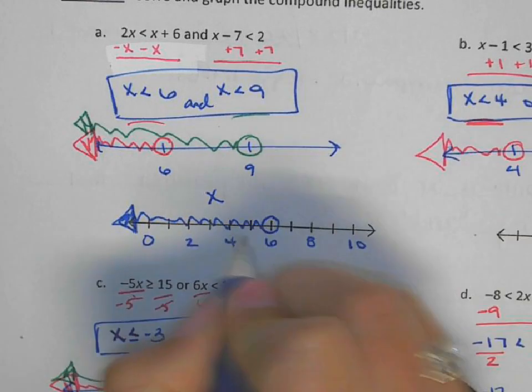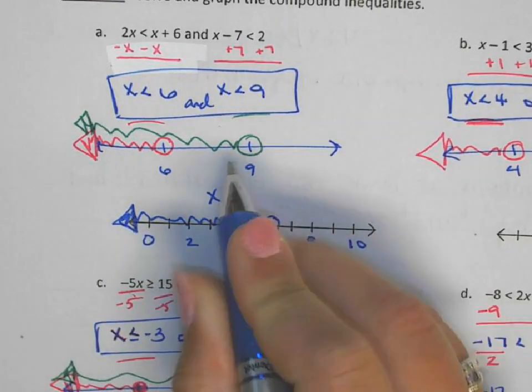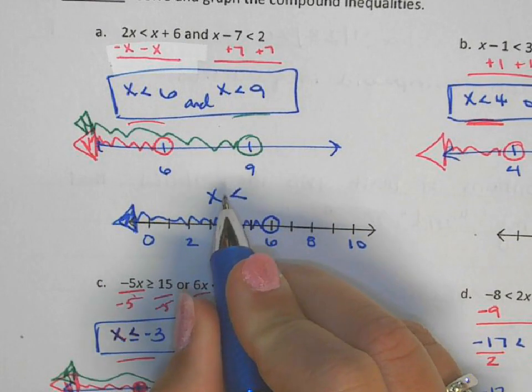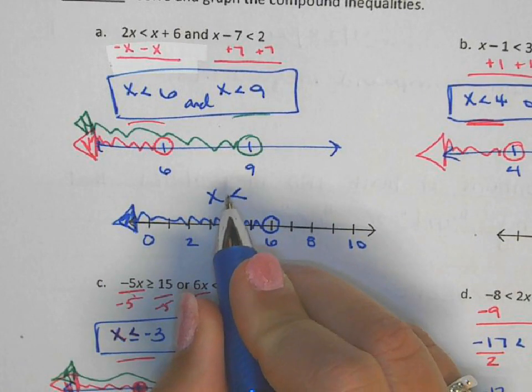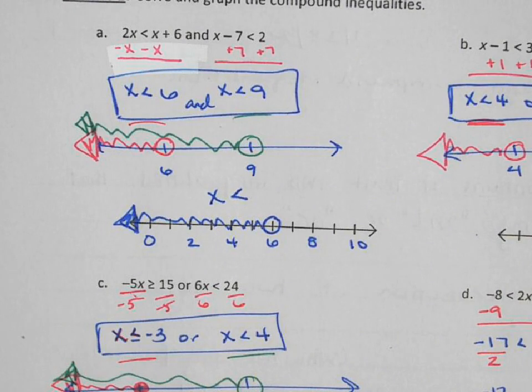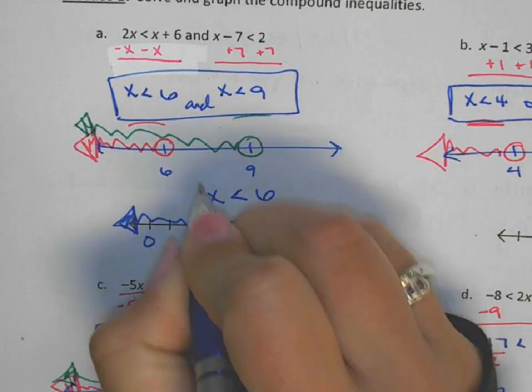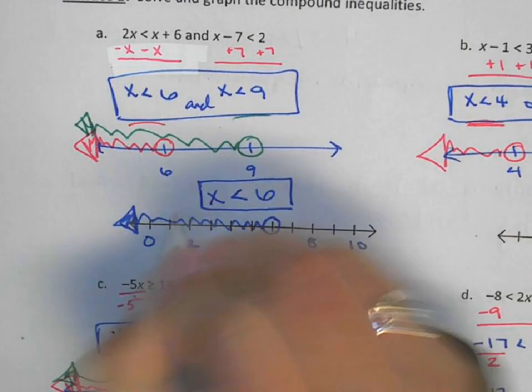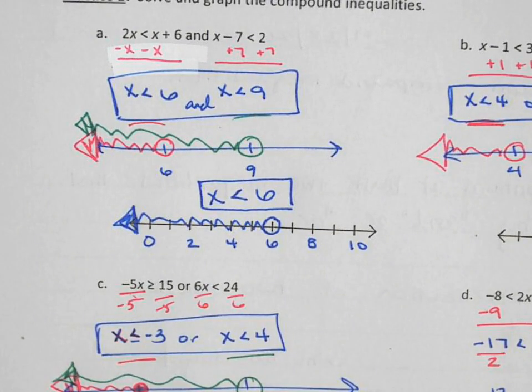It's a less than because it's pointed in this direction. Remember when you're reading this, you read it from left to right. So the left side is the smaller side, so it's less than. Not or equal to, because we have an open circle. And what number is it less than? 6. So that means I actually could describe this by just saying x is less than 6. I don't even need a compound inequality to describe that solution.